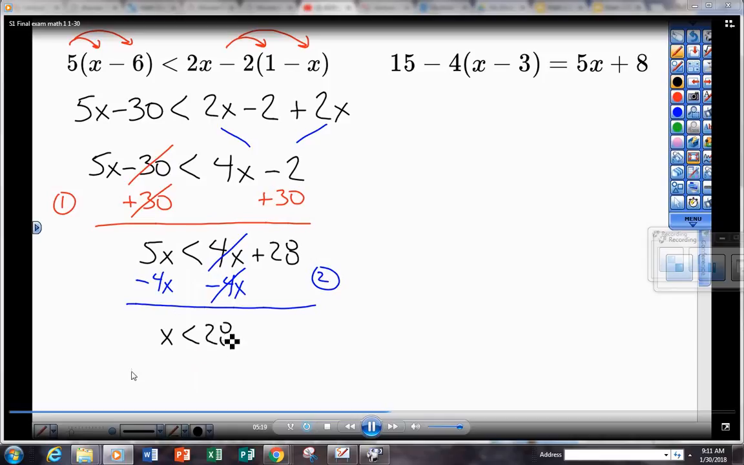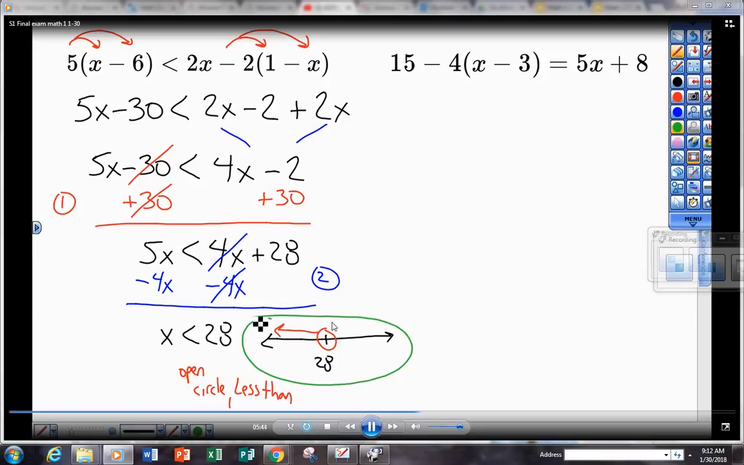So I didn't have to go over here and divide. That one was done for me. Know on these, the answers will be given to you as inequality number lines. So x less than 28. Less than means it's going to be an open circle. You can't include 28 in there. You don't have that line under there. It's not less than or equal to. So open circle. Less than means all the numbers to the left of 28. So be looking for that answer for that one.